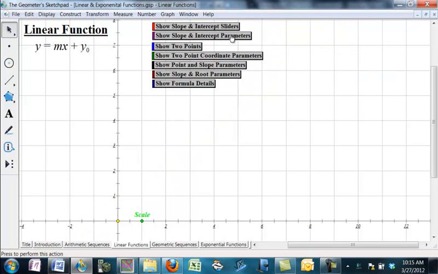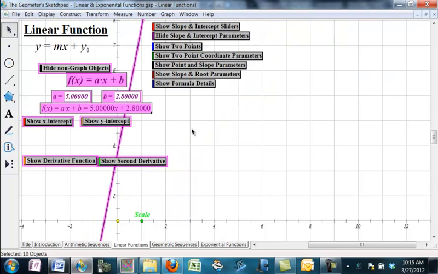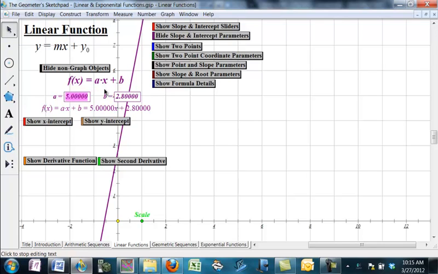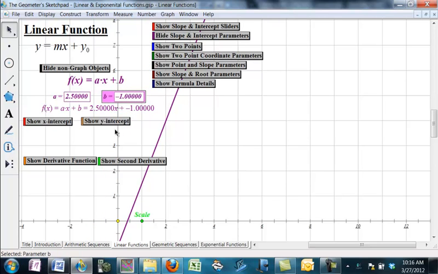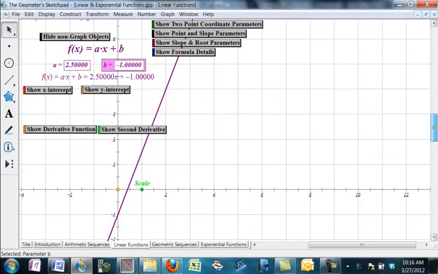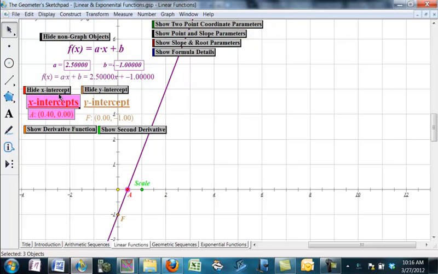In this version here, we're allowed to actually just type in the numbers. So if I want to type in a particular one, A is the slope. So I could have a slope of 2.5 if I want exactly there. And a y-intercept of negative 1 if I want. And there it is. And we can see that. That shows the y-intercept. That shows the x-intercept and gives the points of that, the coordinates that go with that.